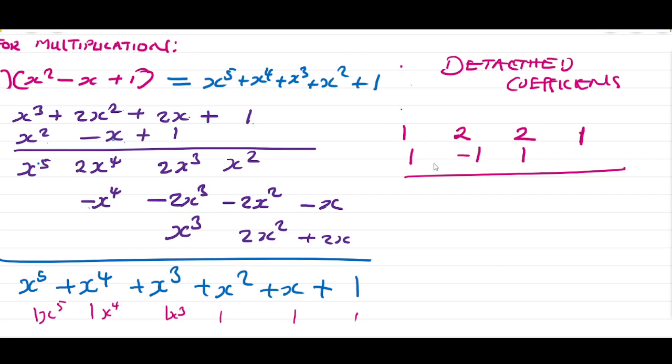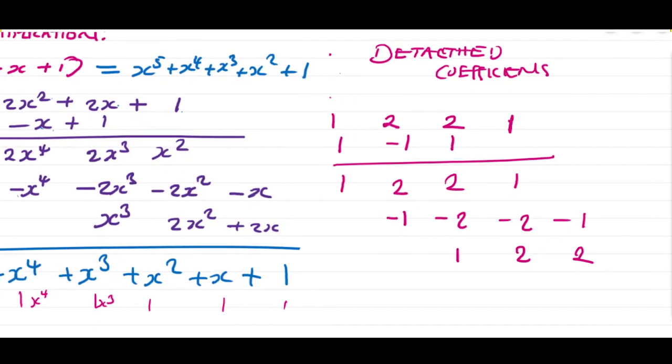Now when we do the multiplication out, we get here 1 times 1 is 1, 1 times 2 is 2, 1 times 2 is 2, and then 1 times 1 is 1. Here we have negative 1 times 1, negative 1, negative 2, negative 2, and negative 1. Then here we have 1 times 1, so we have a 1. 1 times 2, we have a 2. And then 1 times 2, we have a 2. And then we have a 1 times 1. Of course, so we have a 1 here.